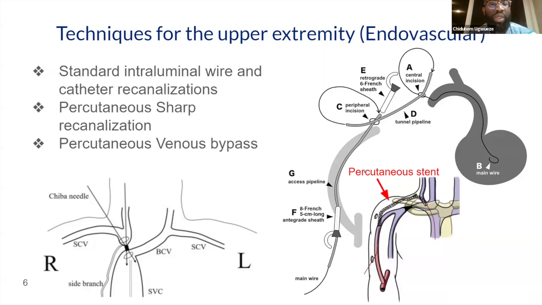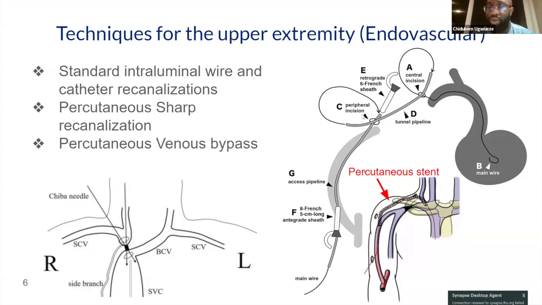In addition to percutaneous sharp recanalization, there's also the possibility of doing a percutaneous venous bypass. And the percutaneous venous bypass is usually a measure of last resort. It's when you have a very long segment of venous stenosis and the patient is having severe symptoms and they're not candidates for a surgical bypass. You can attempt a percutaneous venous bypass in this case.